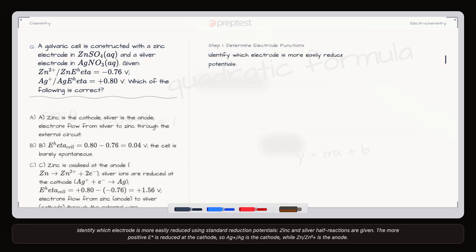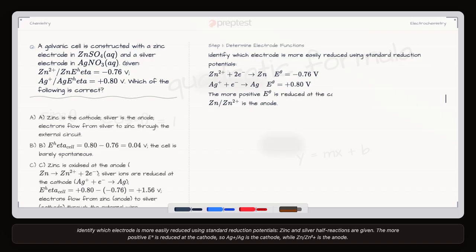Identify which electrode is more easily reduced using standard reduction potentials. Zinc and silver half reactions are given. The more positive E degree is reduced at the cathode, so Ag plus / Ag is the cathode, while Zn / Zn superscript 2 plus is the anode.